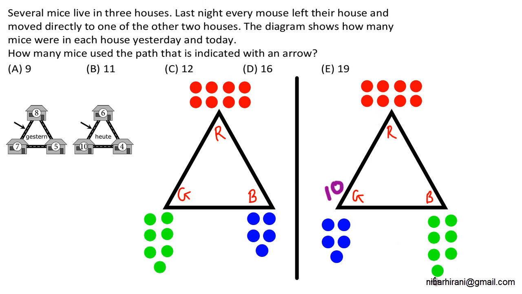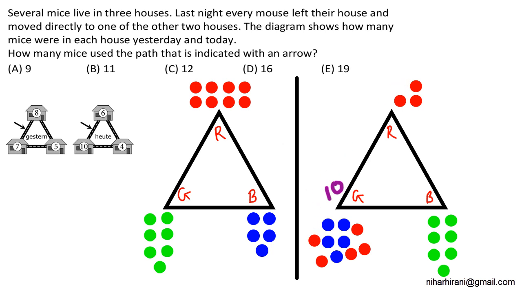Why? If I bring green over here, that is the original place for green. It means if I put green here, this green mouse is not changing the house. So I cannot bring this green over here. Only option I have is red. So here it is 10. So I will bring 5 here. 1, 2, 3, 4 and 5.